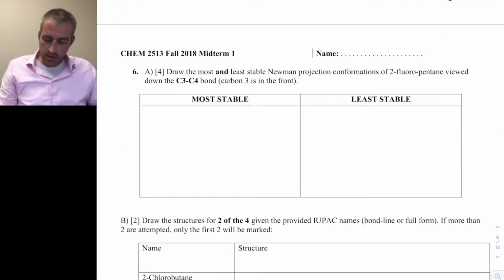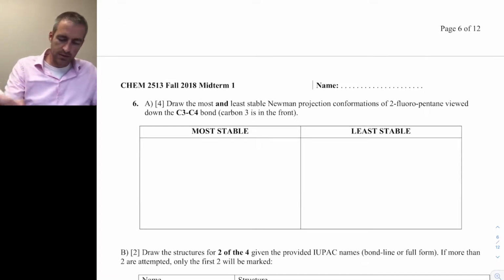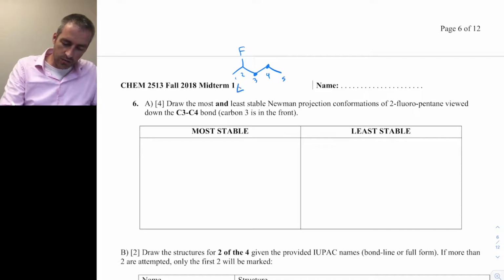Draw the most and least stable Newman projection conformations of 2-fluoropentane viewed down the C3-C4 bond. C3 is the front. So 2-fluoropentane, you can draw the compound. 1, 2, 3, 4, 5. And 2 is the fluoro. And we want to look down the carbon-3, carbon-4 bond. And it says 3 is the front, so that means our eye would be kind of here, looking in that direction.